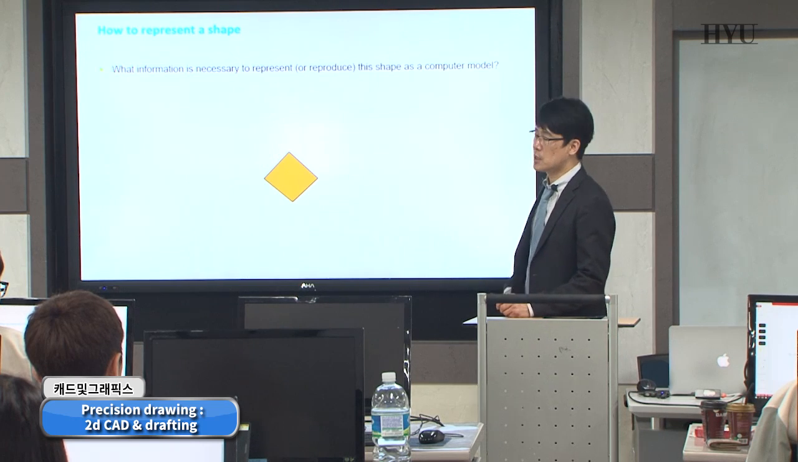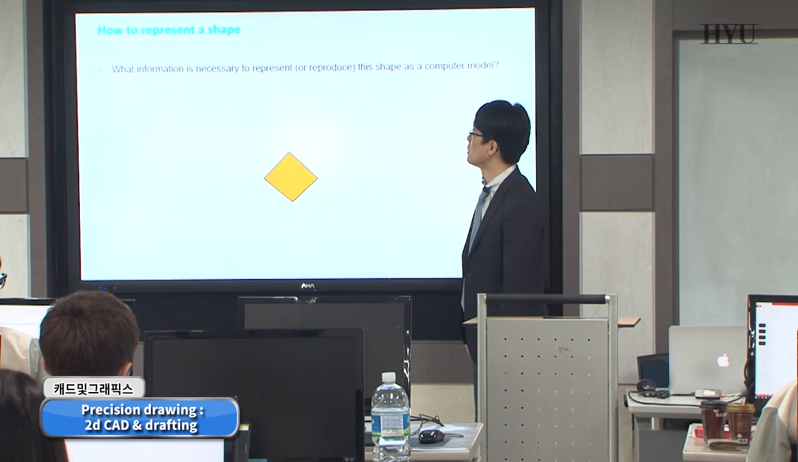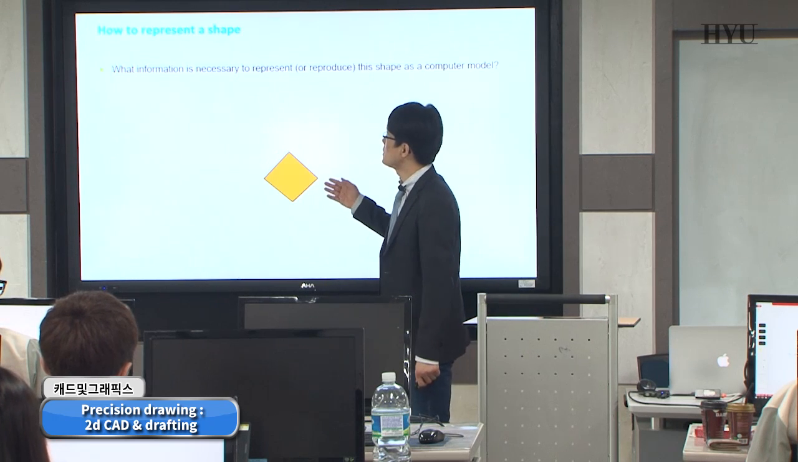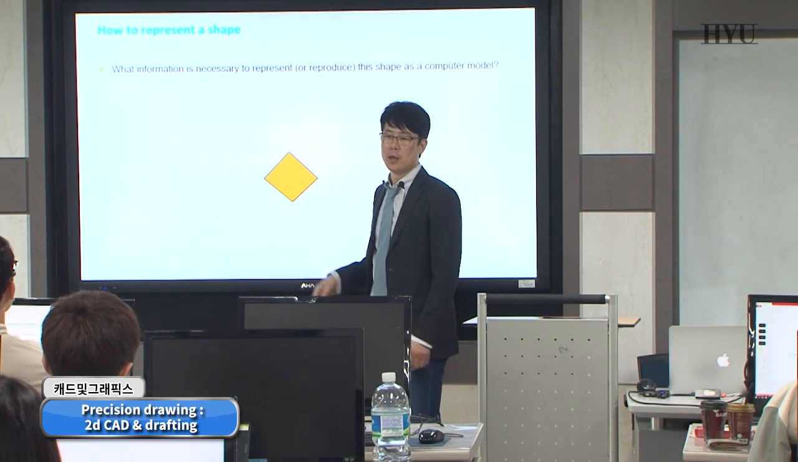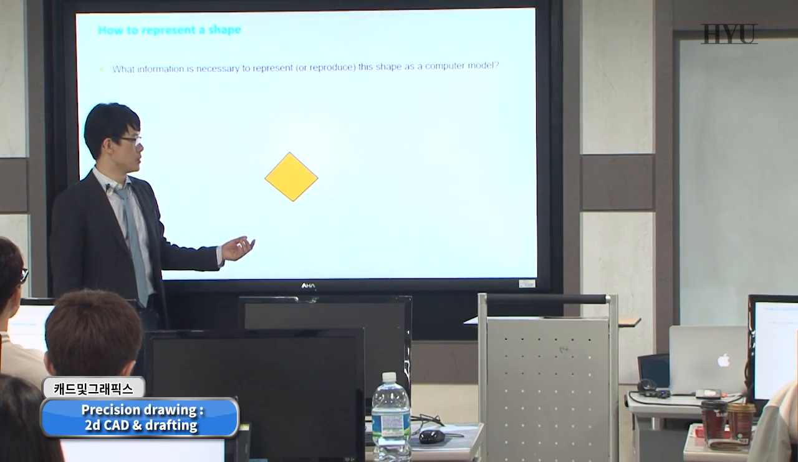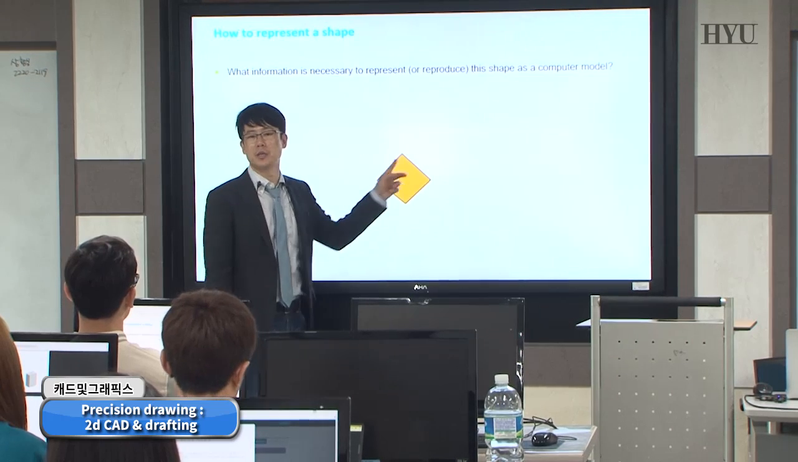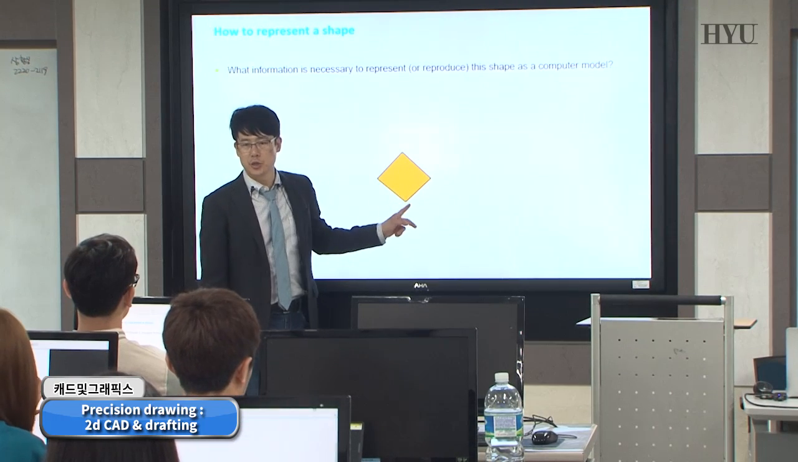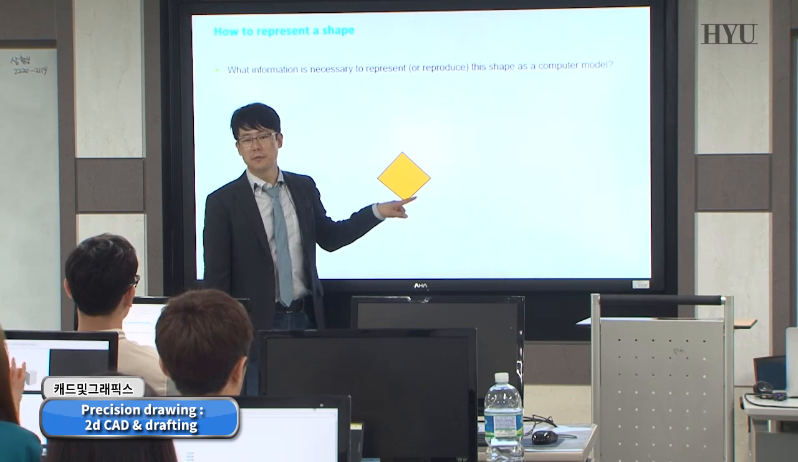Okay, let's take a look easily and quickly using a simple example. What information is necessary to represent this shape? Now we are using CAD tools, computer graphics tools. This is not a hand drawing, of course. This is a computer representation, a rectangle shape, a yellow colored rectangle shape. How to define this one?